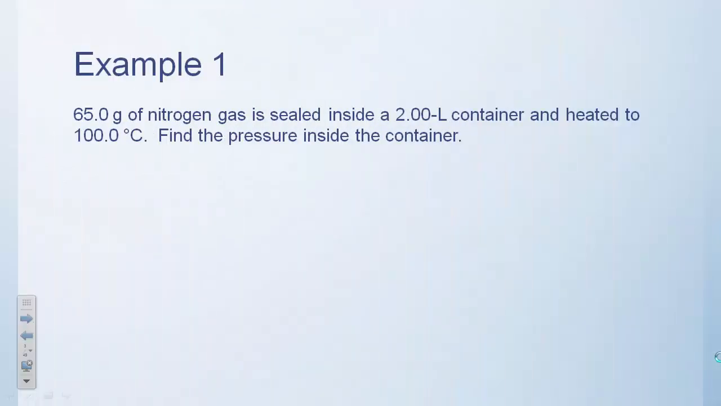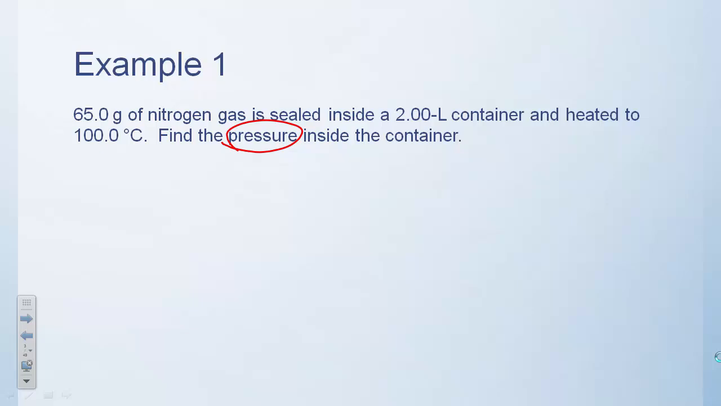Alright, in this first example we're told that we have 65 grams of nitrogen gas, sealed inside of a 2-liter container. We're going to heat that gas to 100 degrees Celsius, and I want to find the pressure inside the container. So, what are we solving for? We're solving for the pressure, and we're given various information here to help us do that.